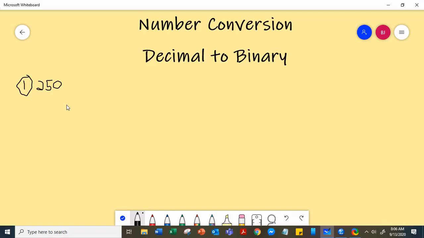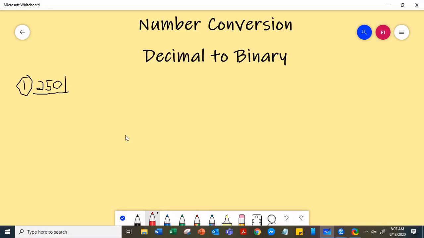So in this method, we will be dividing the numbers by 2 and getting their remainder. And the remainder part is actually the important part in this method because that will be the one that we'll be using as digits for binary. As we are dividing by 2, there are only two possible remainders, 0 or 1. Anyway, so let's divide 250 first by 2.